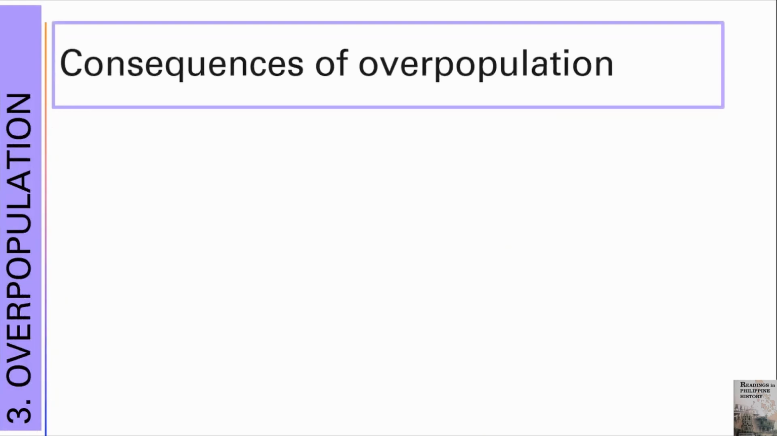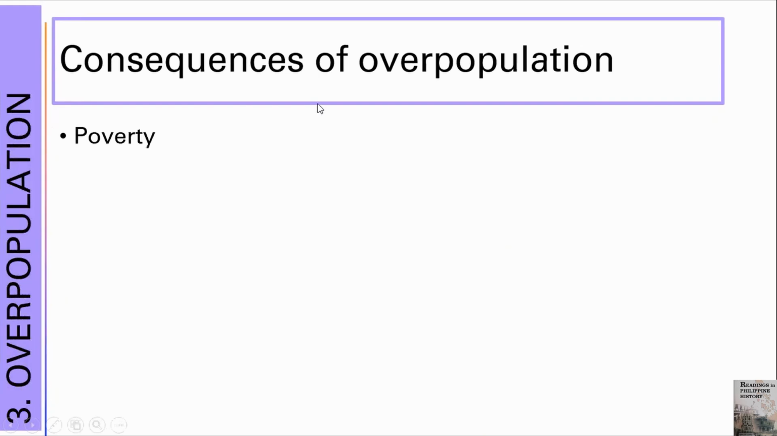What are the consequences of overpopulation? Poverty, number one. If there are a lot of family members in the household, it is really hard to feed and supply all the needs. Graft and corruption, of course.